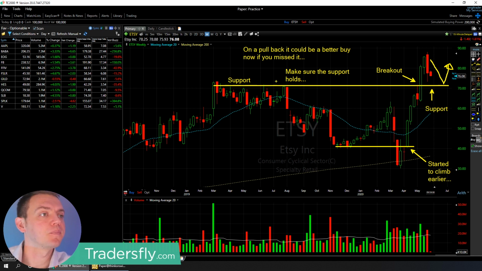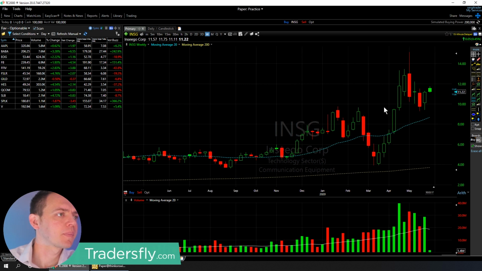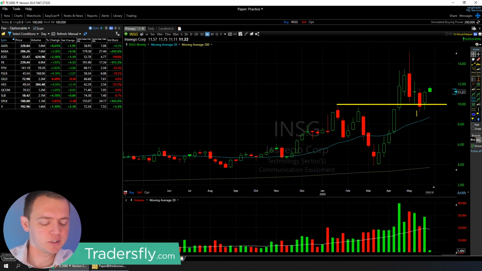That would be essential. Okay, let's look at INSG here. This one right there, there's the $10. As you can see, we already came into the support level. Here was our resistance, now support. So as long as you can hold here, that should be good. Looks good for the stock. The volume is okay. It is slowing down a little bit, and it's testing that $10.